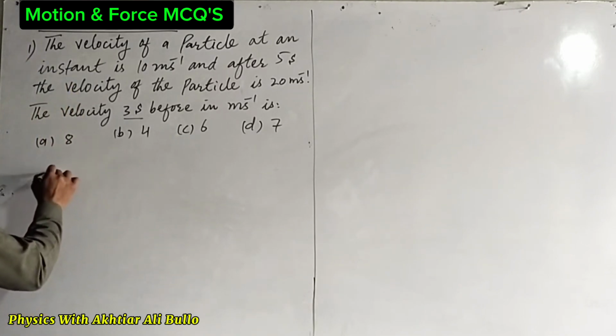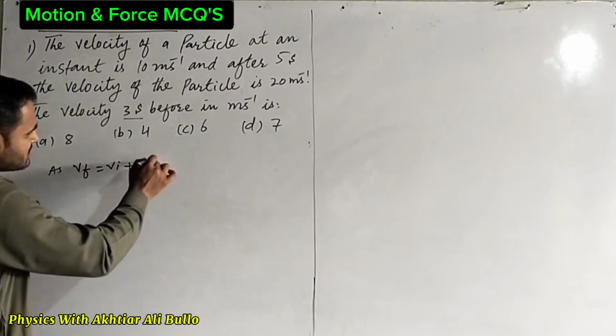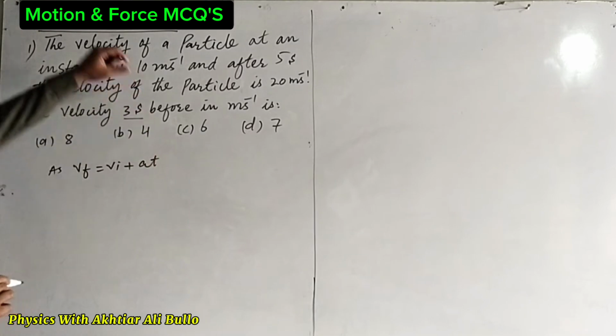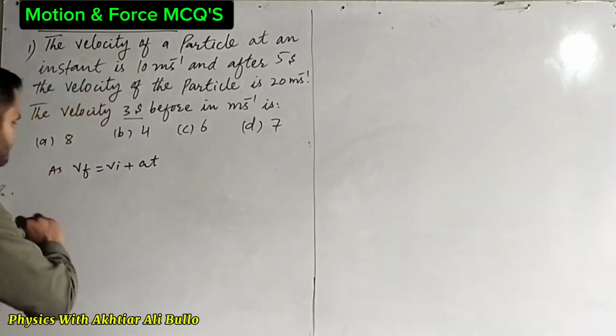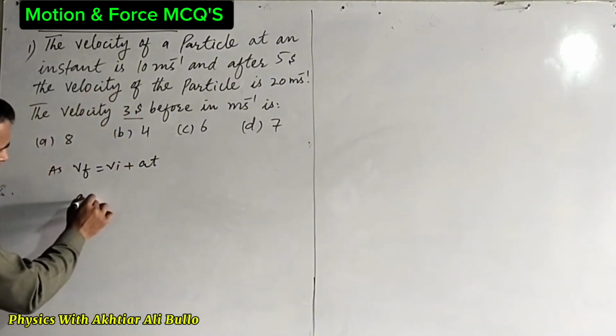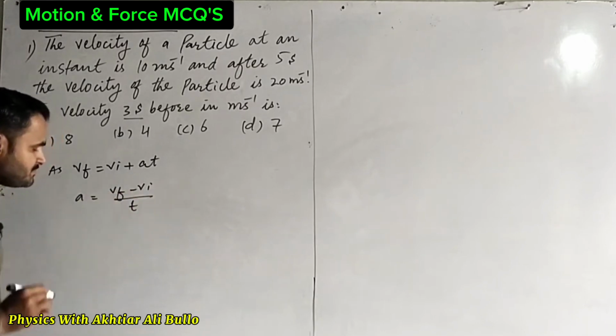So as we know that Vf is equal to Vi plus At. So we have not obtained the acceleration. So first of all we will calculate the acceleration, as acceleration is equal to Vf minus Vi upon t.